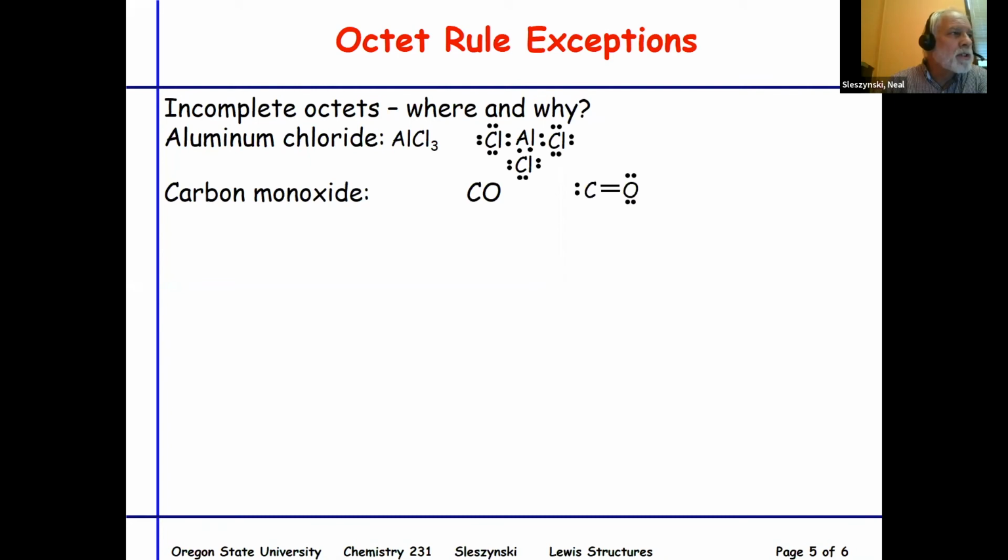And of course, we've already looked at carbon monoxide, which we would show in this type of Lewis structure configuration, where we've got 2, 4, 6, 8 electrons around the oxygen, but only 2, 4, 6 electrons around the carbon. Sometimes you'll also see carbon monoxide shown this way, where we are sharing not a double bond, but a triple bond with the oxygen. And now, if we count the electrons around the carbon, 2, 4, 6, 8, and the electrons around the oxygen, 2, 4, 6, 8, they have both completed an octet.